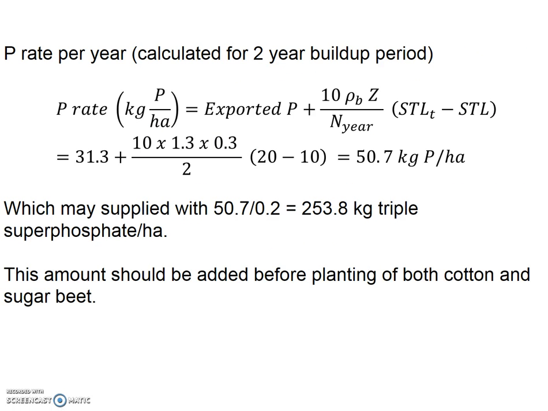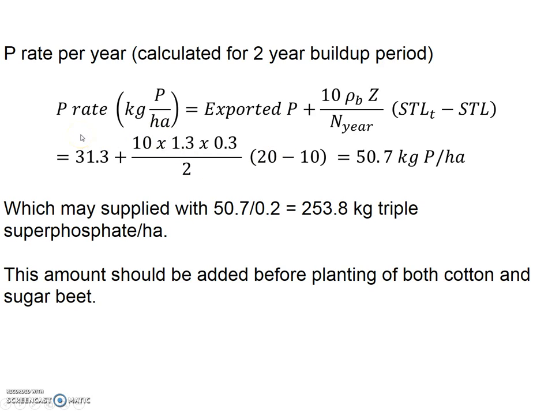And now we can calculate the fertilizer rate for phosphorus. We use, in principle, a 2-year build-up period. We could use a different one, but for the sake of this example, let's consider that we take 2 years of build-up period. It means that in 2 years we should arrive at the threshold soil test level.